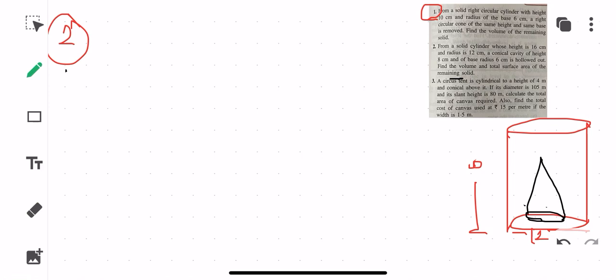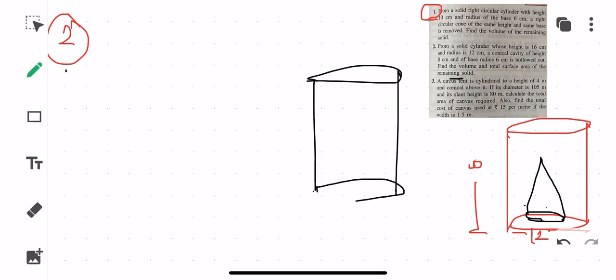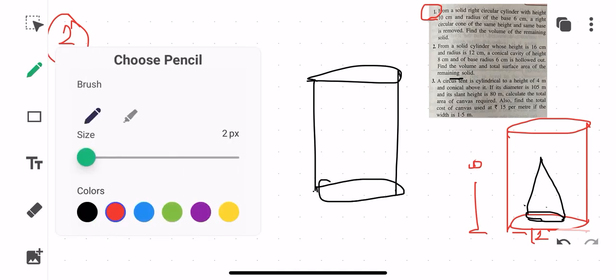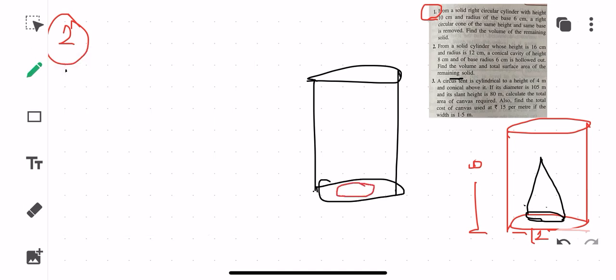Suppose, children, if I want to explain this to you, here I am carving out. This is my circle, and from this circle I have carved out a cone. So in the base, if you see, this looks like a concentric circle. Suppose for the cylinder you are taking the radius as capital R, then for this cone you are taking small r. So if you see, this is a concentric circle, the area of which will be given by pi times capital R square minus r square. So this is very much similar to the base of a hollow cylinder.